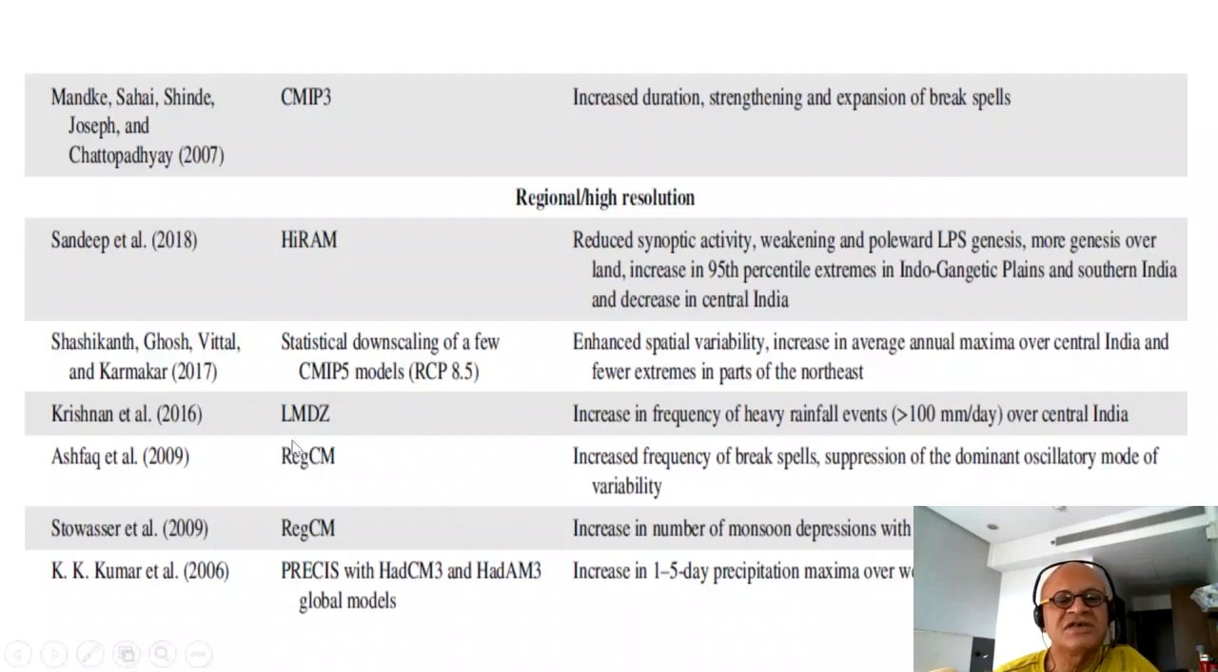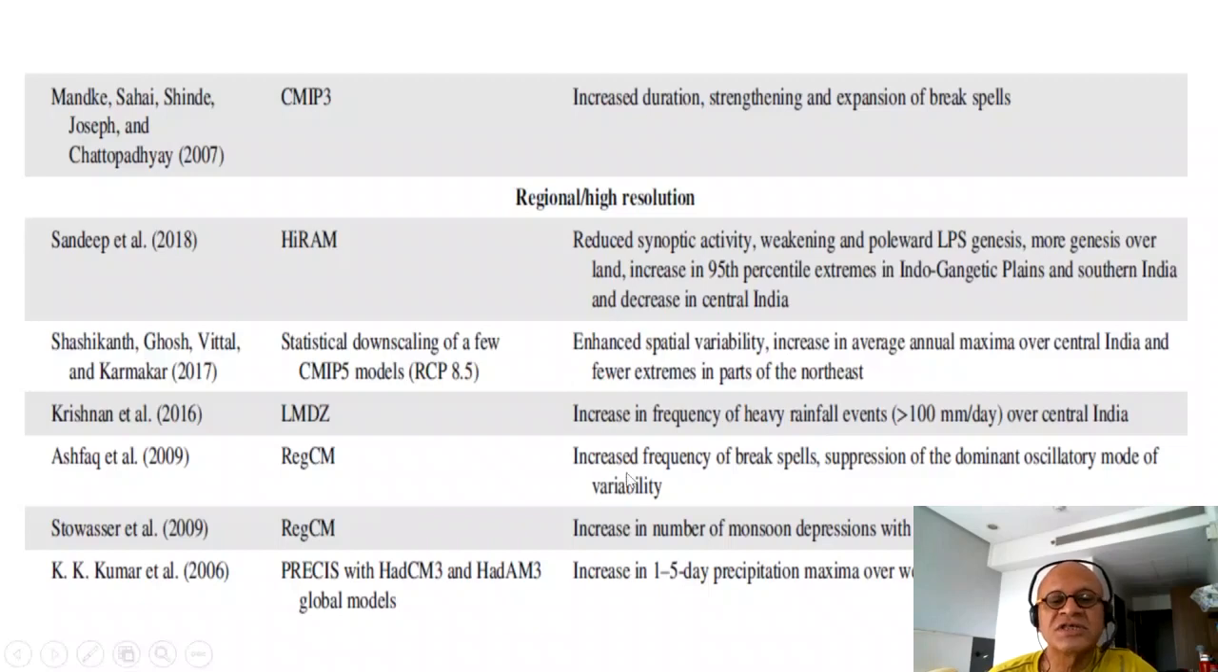Okay, LMDZ is a stretched grid model from France, which is a global model but stretches the grid locally to produce downscaling. Increase in frequency of heavy rainfall events greater than 100 millimeter per day over central India. So we should remember that most models say in the future the land warming is faster, heat capacity effect, compared to the ocean. Aerosol effects are uncertain, but nonetheless most of them project increased mean monsoon rainfall, but this one also says increase in frequency of heavy rainfall events in the future over central India.